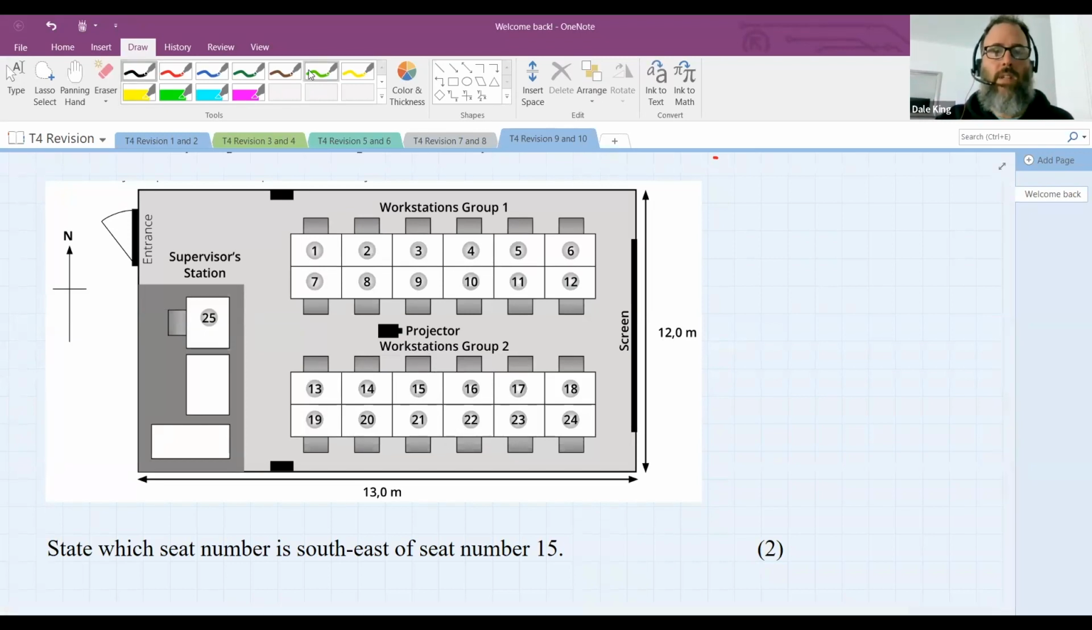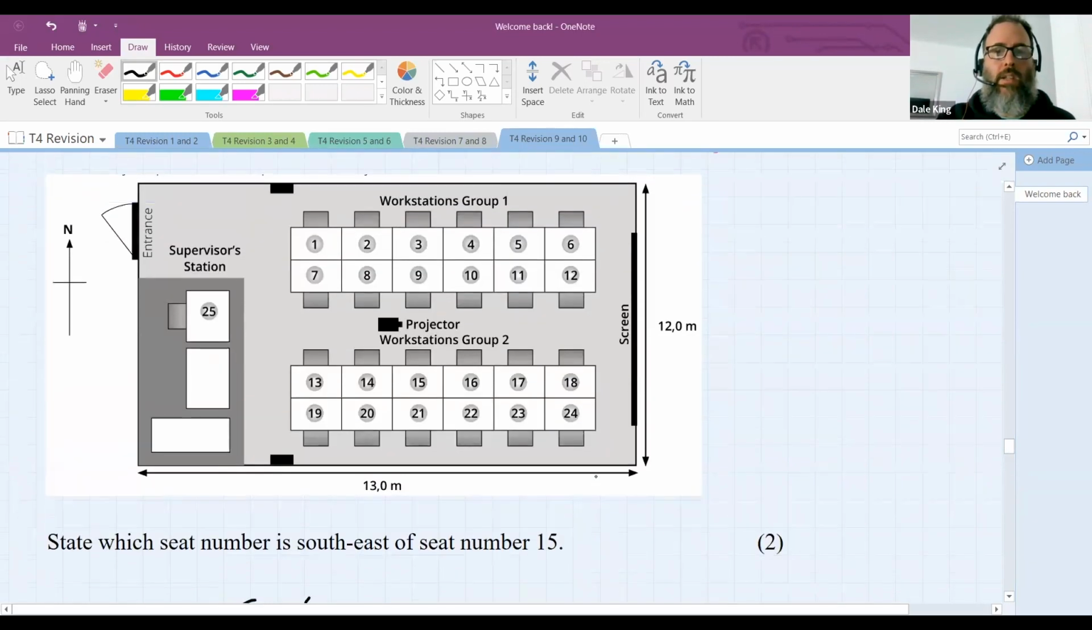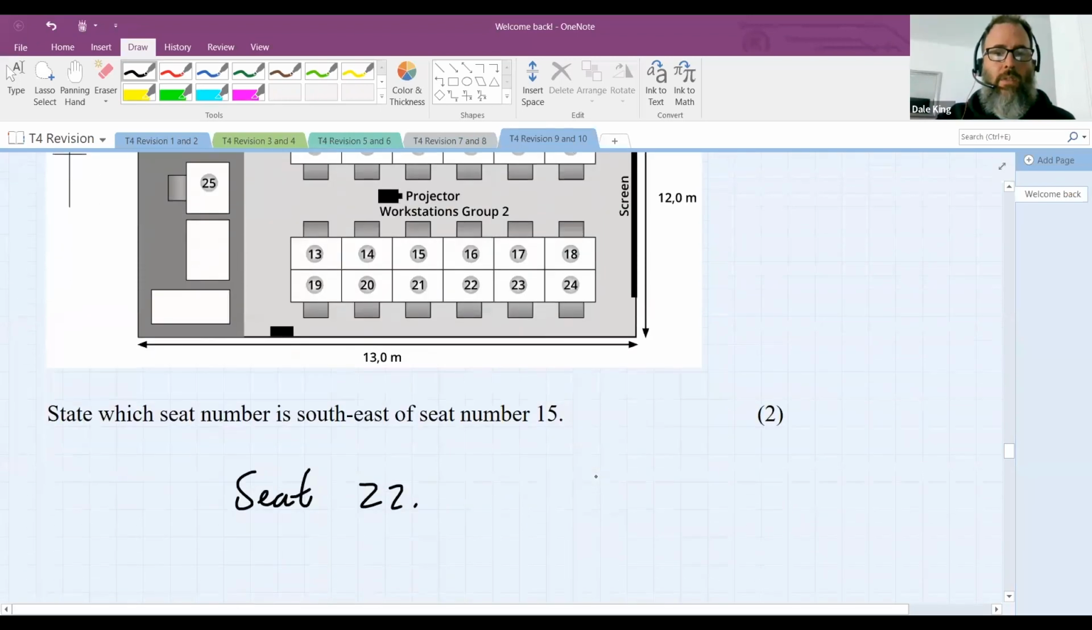All right. Very good. Nice and easy. 2 marks. We'll take it. We'll take it and run. All right. So seat 22 is the correct answer. All right, now I'm going to jump up to the map and down to the questions often, so just bear with me.